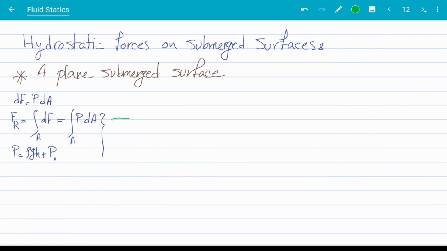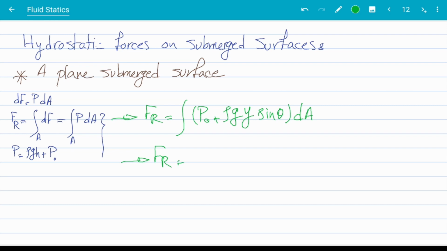All right, so I can say total force is the integral of P0 plus rho g, instead of h, I'm going to write y sine theta, dA. Now I'm going to break this integral into two. I'm going to say total force is the integral of P0 dA plus the integral of rho g y sine theta dA.